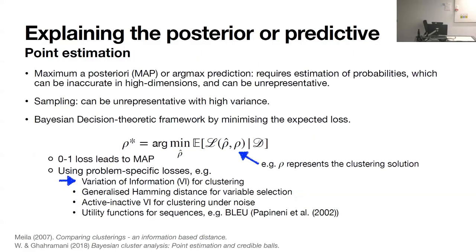Okay, so let's first focus on the problem of point estimation. So we have all of these samples over this big space. How do we find, for example, just a single clustering or variable selection binary vector that summarizes all of these different samples? Okay, so one thing you can do is just look at the mode, the MAP, or the mode of the predictive distribution. If you're, for example, in the language context.